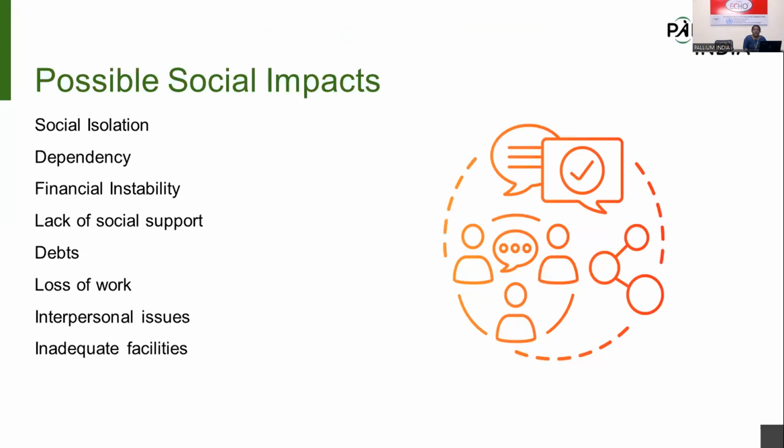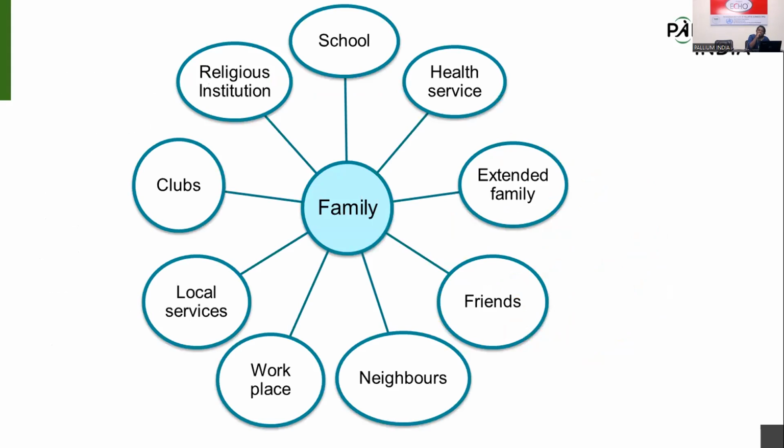Then, some possible social impacts of the disease condition may be social isolation, increasing dependency, financial instability, lack of social support, debts in the family, loss of work, interpersonal issues, and inadequate facilities. So as a volunteer, when we look into the family, we have to think about what kind of support system they have, and whether the family is connecting with any healthcare services. You are visiting a family and thinking about how the neighborhood network would be, whether there are adequate health services there, primary health centers or community health centers, government health center supports, any extended family living around, any friend circle, neighborhood network, and what about the workplace?